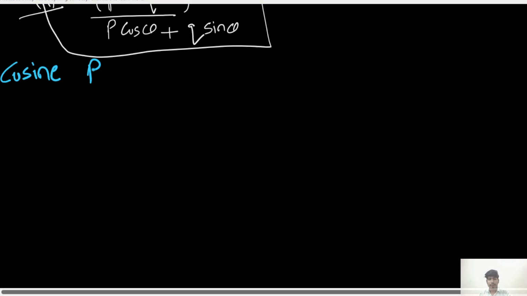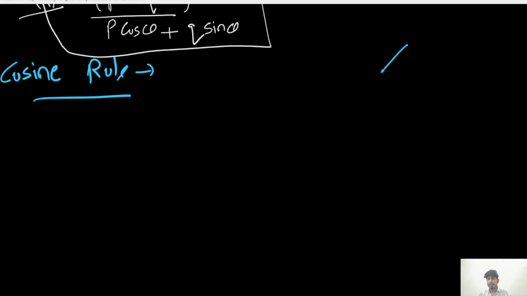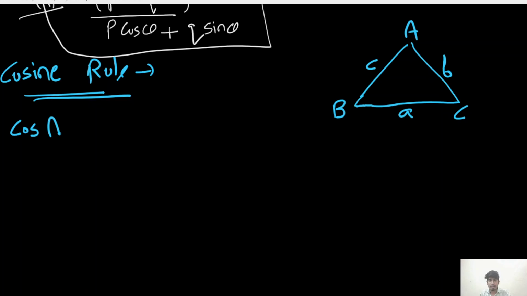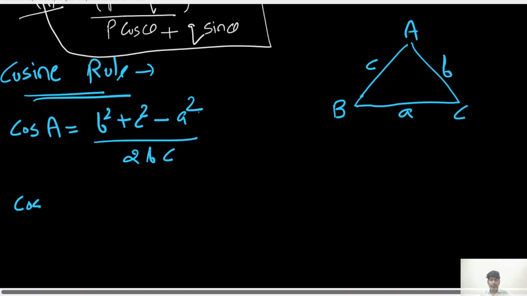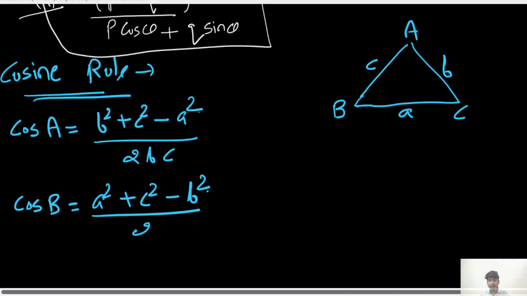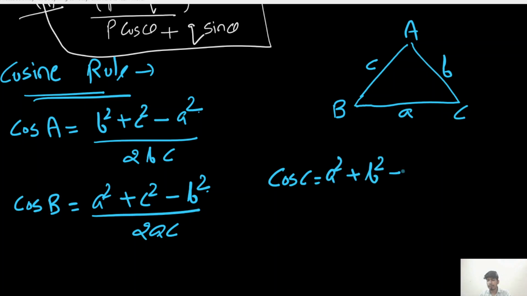Cosine rule. Let this be a triangle ABC. Okay students, this angle is A, this angle is B, and this angle is C. This side is small a, this side is small b, this side is small c. Then what is the cosine rule? Cosine rule is cos A is equal to b square plus c square minus a square upon 2bc. Similarly, cos B is equal to a square plus c square minus b square upon 2ac, and similarly cos C is equal to a square plus b square minus c square upon 2ab.